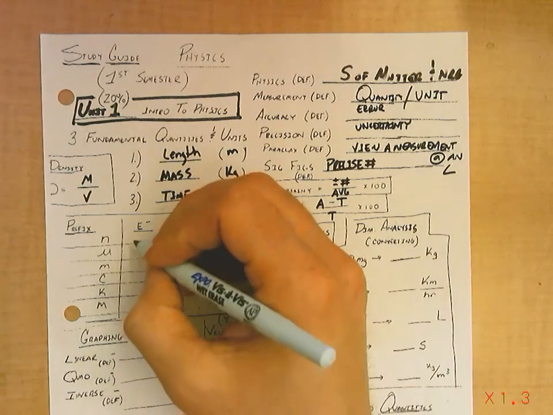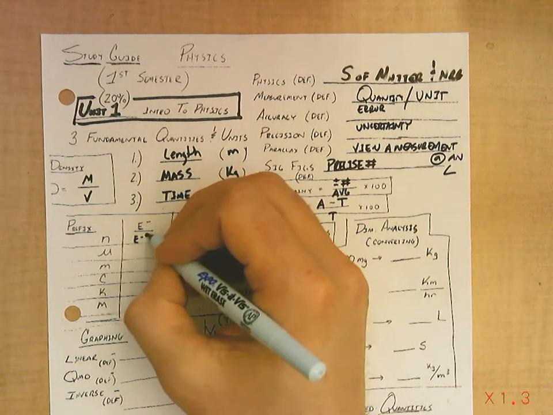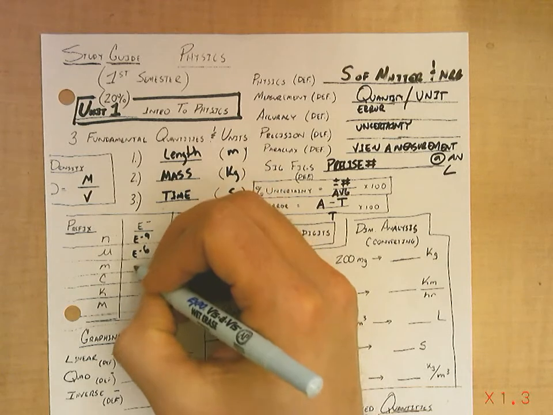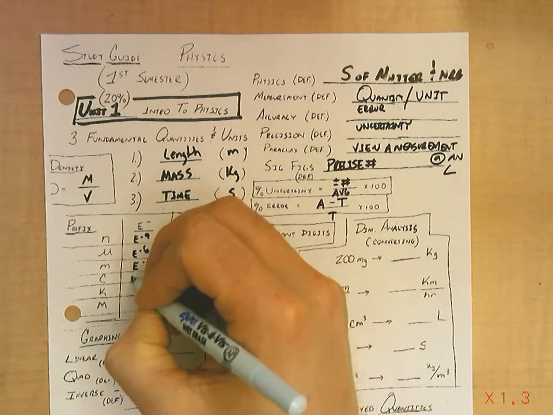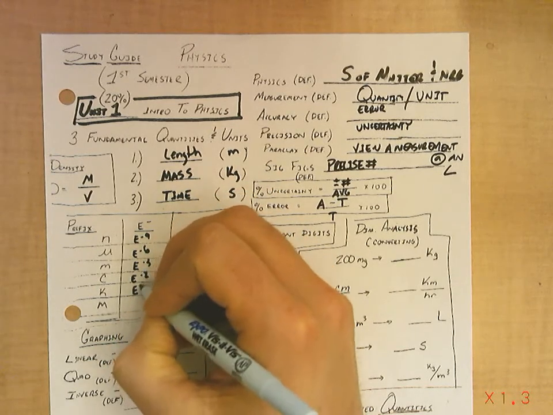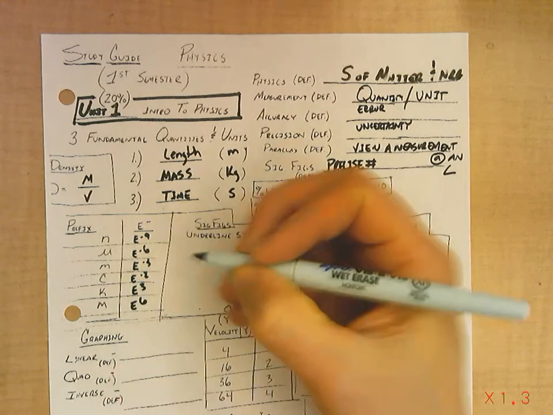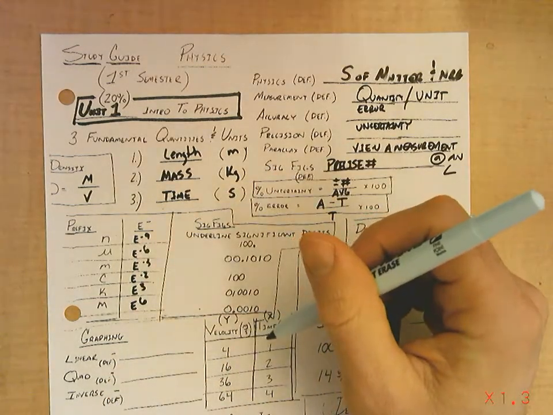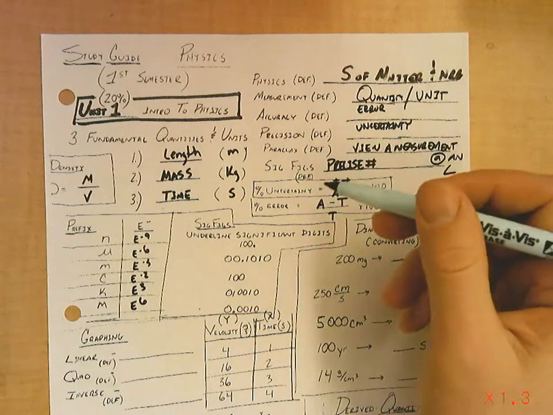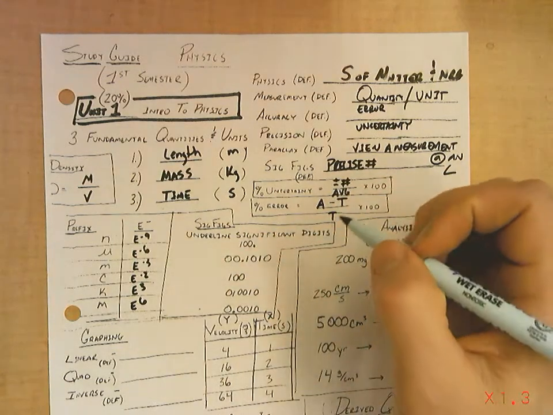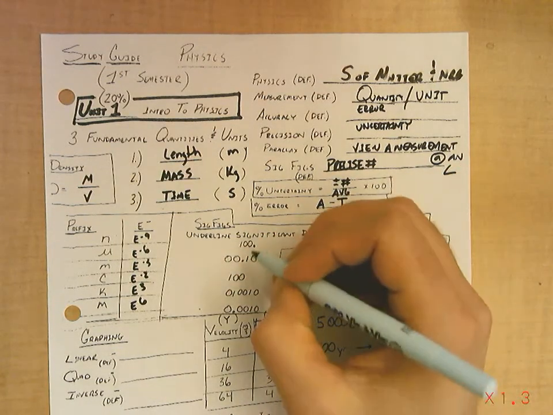Prefixes, you can always look these up on your calculator, but you should know them. E negative 9, E negative 6, E negative 3, E negative 2, E to the third, E to the sixth. This might be something you might want to put on your formula sheet just to save time. Of course, you can always get to it from your calculator, but really you should just know them at this point.